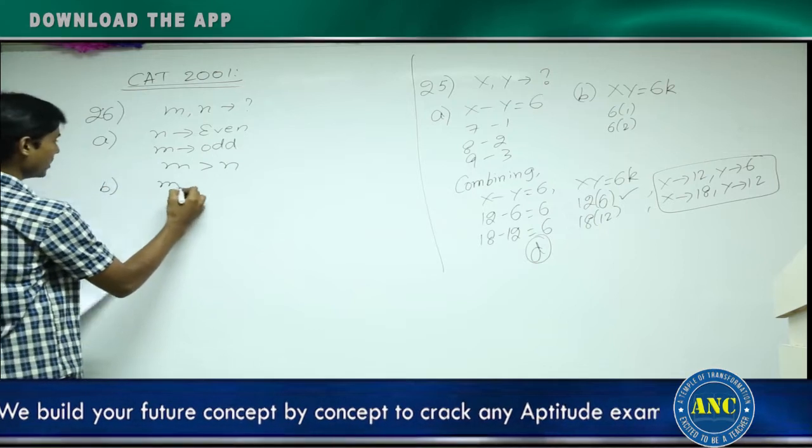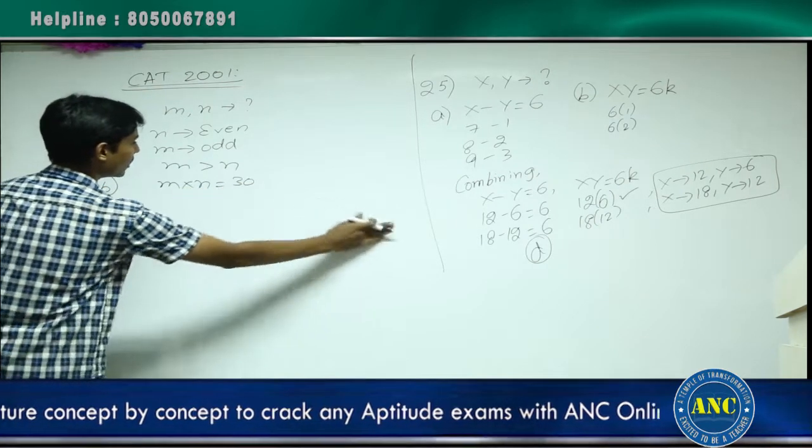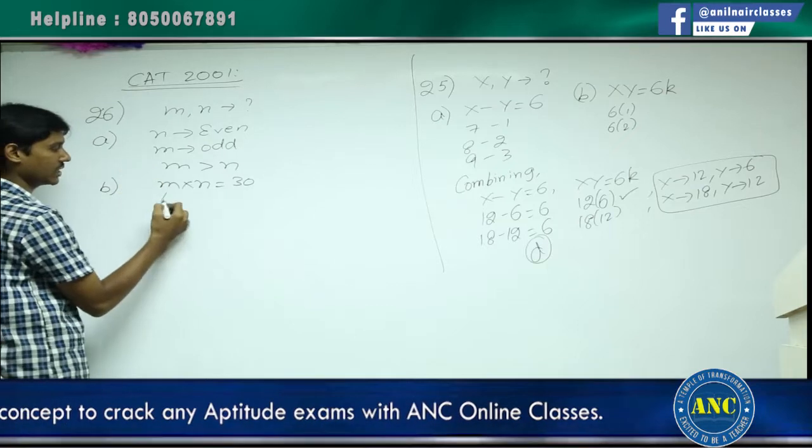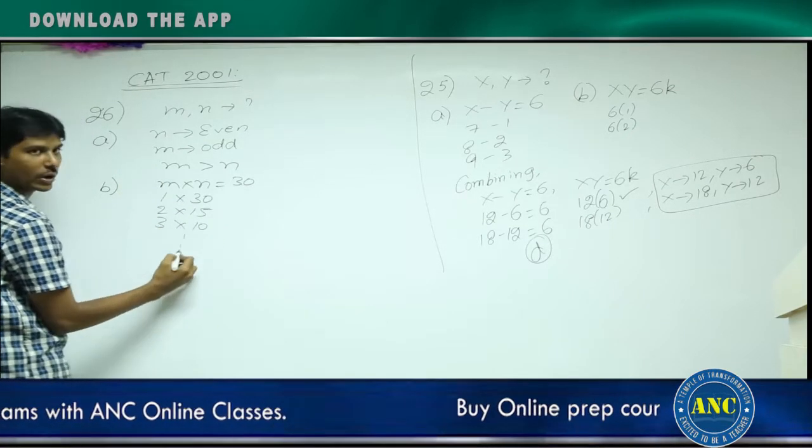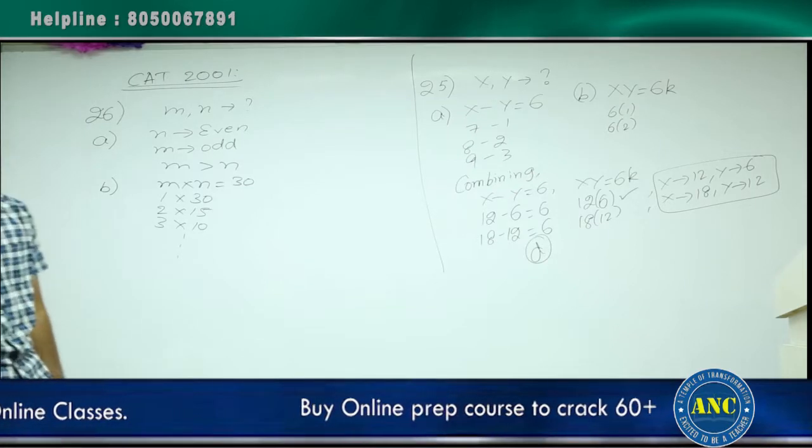Statement 2 alone. M into N is 30. Here you can have multiple cases. 1 into 30, 2 into 15, 3 into 10. Like that you have so many cases. M and N will not give a unique answer.